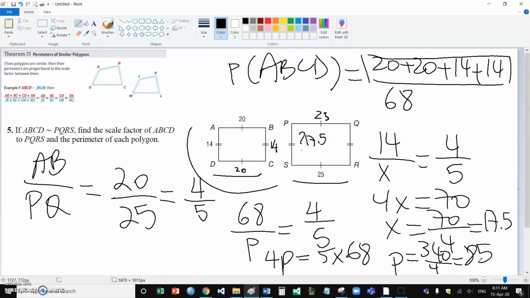Okay, let's make sure that's correct. 25 plus 25 is 50, and 17.5 times 2 is 35. Okay, that will give us 85. It's a bit crowded, but you get the idea. Alright? Please pause the video and go over this one more time because it looks messy. And we're going to do another example.